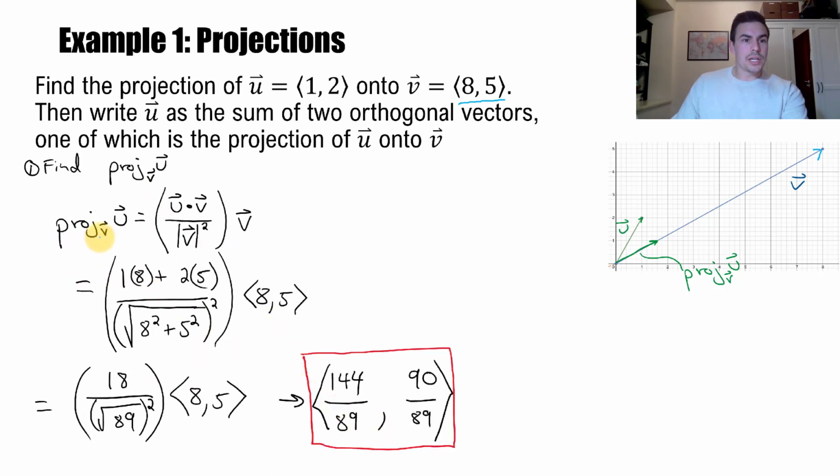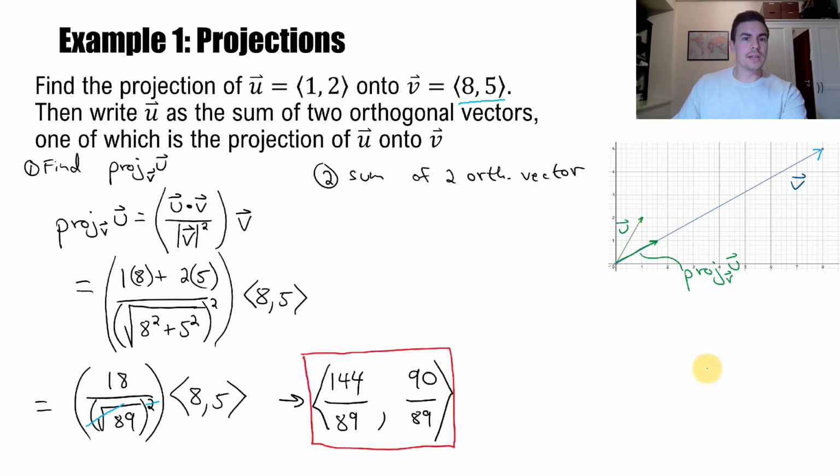Okay, this is going to be a scalar value here multiplied by our vector. All right, so the projection of u onto v has the components 144 over 89 and 90 over 89. Again, our square and our square root canceled out here, so we're just left with 89 in the denominator. And we got 18 times 8 for 144 and 5 times 18 for 90. All right, so that is the first part.